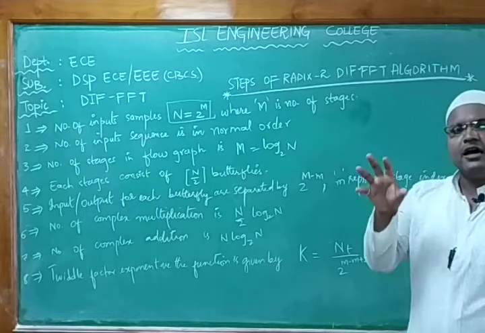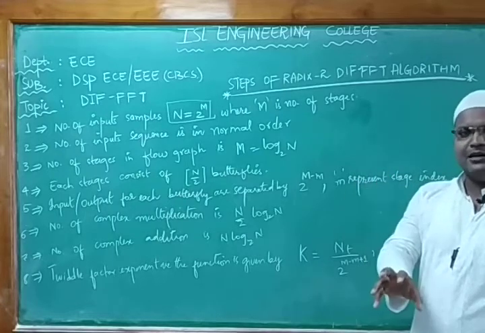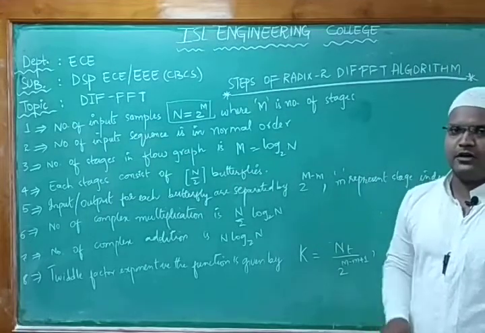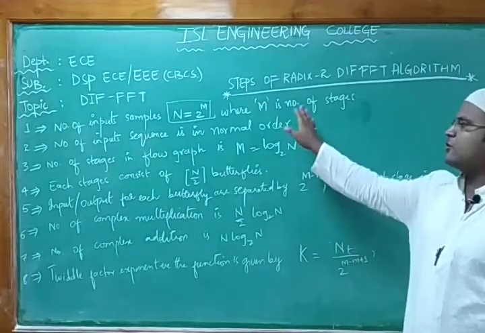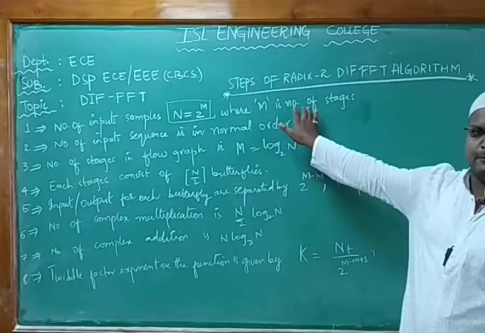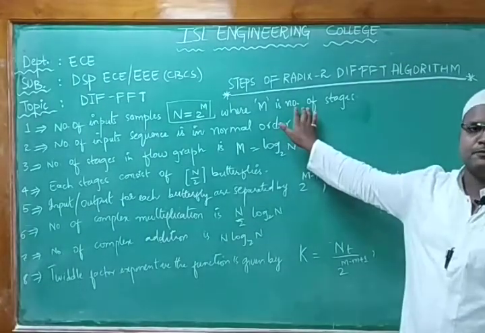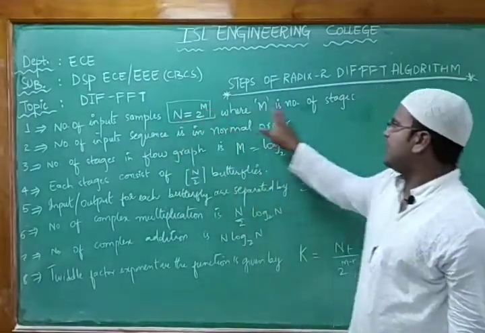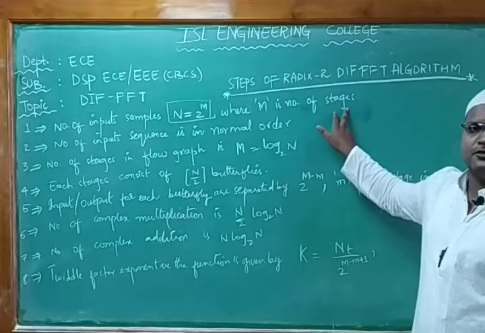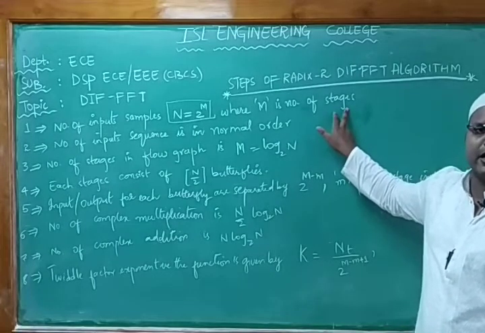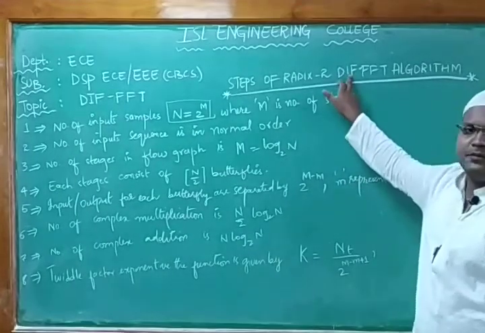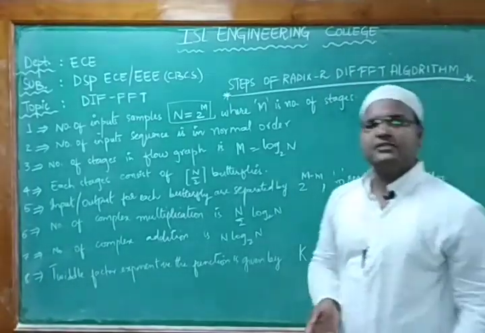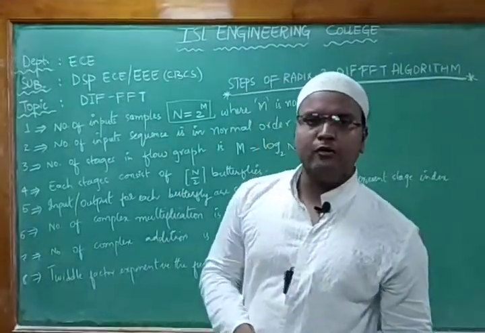That depends upon the given number of points: 8 point DIF FFT, 4 point DIF FFT, or 2 point DIF FFT. Depending on the number of points, we are going to find the particular function for it. That is, the number of input samples, where capital N indicates samples. What does capital M indicate? It's nothing but the number of stages. So how many stages are required in order to solve the problem related to DIF FFT?